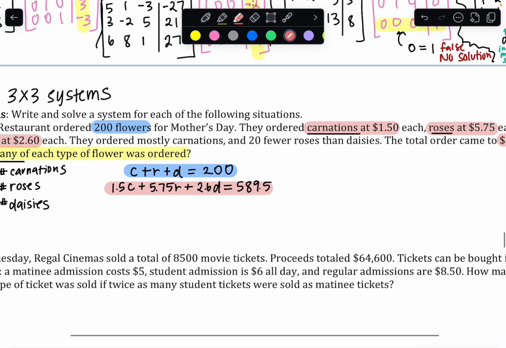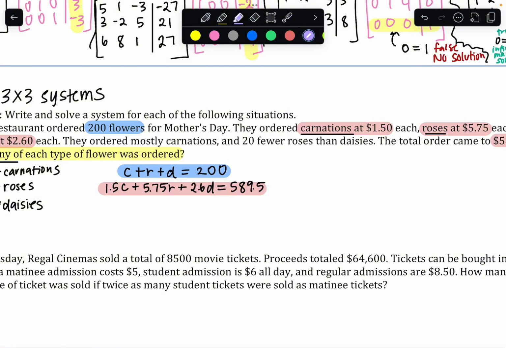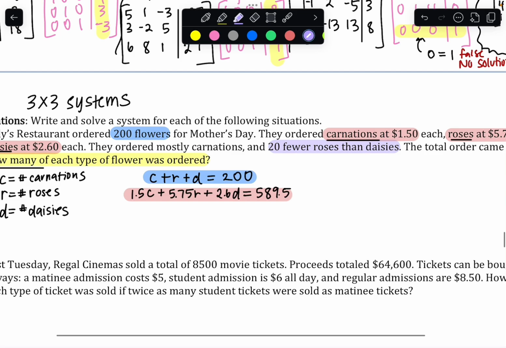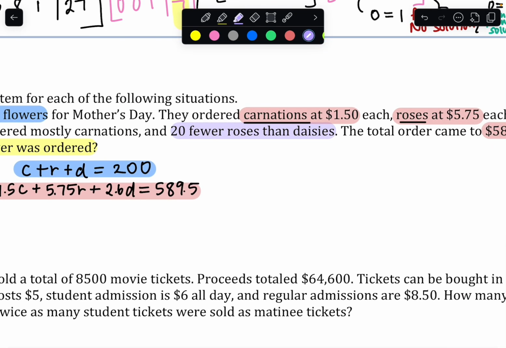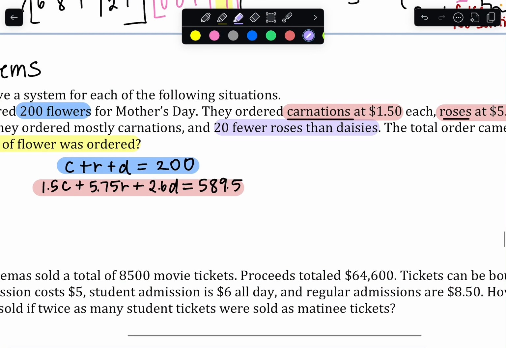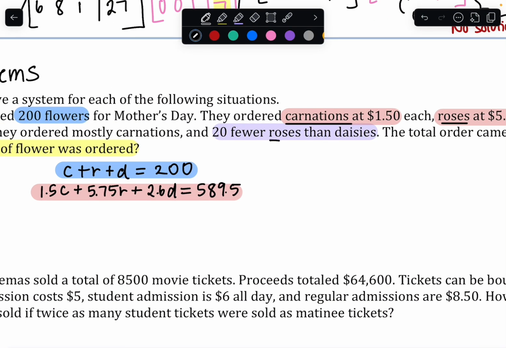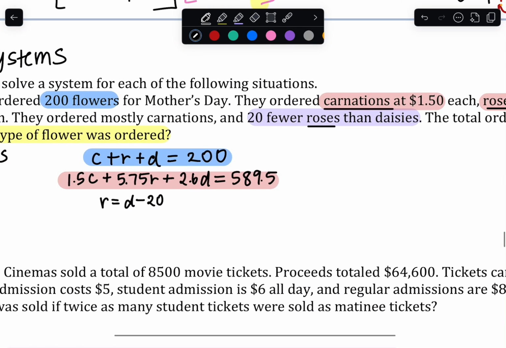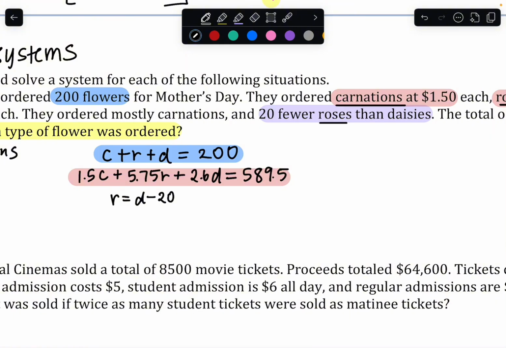And then our third equation comes from the sentence that says there are 20 fewer roses than daisies. This part where it says they ordered mostly carnations, that's just extra information. The part we care about is 20 fewer roses than daisies. A trick with this: whatever's listed first, you're going to have that variable equals. Roses is listed first. There are 20 fewer roses than daisies. So I take the number of daisies and I subtract 20, and that will give me the number of roses. R equals D minus 20.